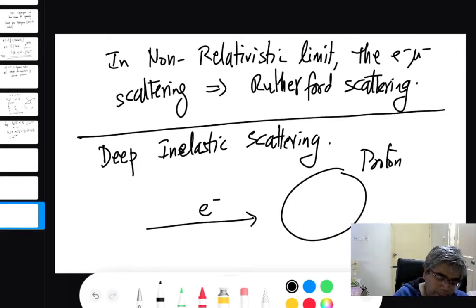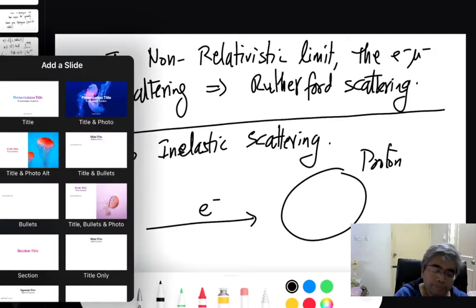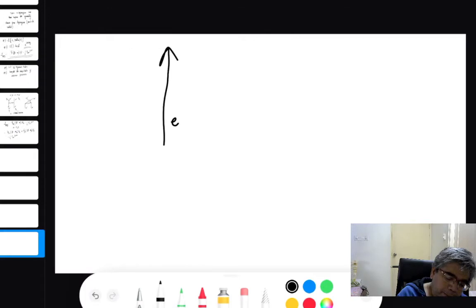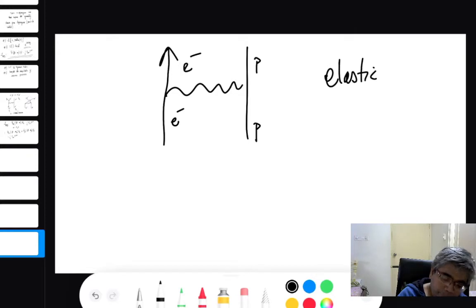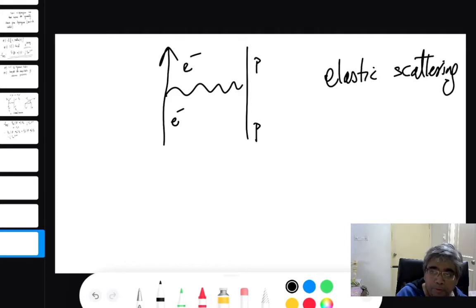So how do you draw the diagram? This diagram would be an electron going back to an electron, and then a proton. This is elastic scattering because the proton remains a proton actually. But if you want to find the structure of the proton, you don't want the proton to remain a proton, you want it to be completely disintegrated. Okay, this elastic scattering limit is not deep inelastic scattering.